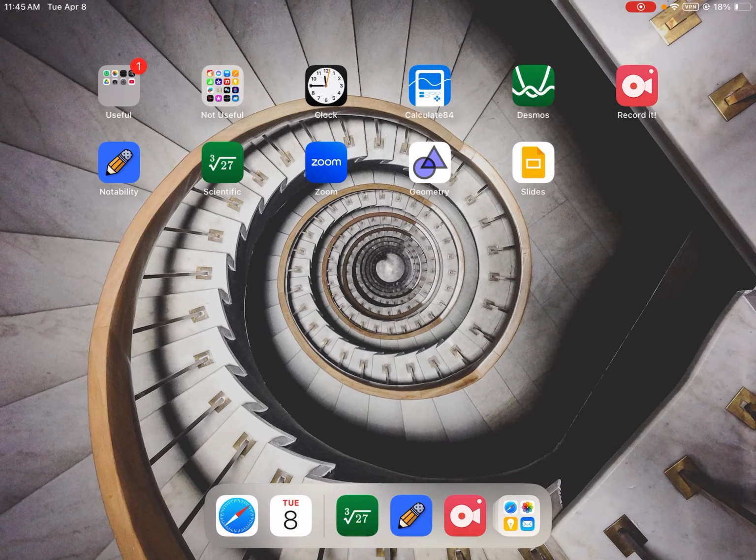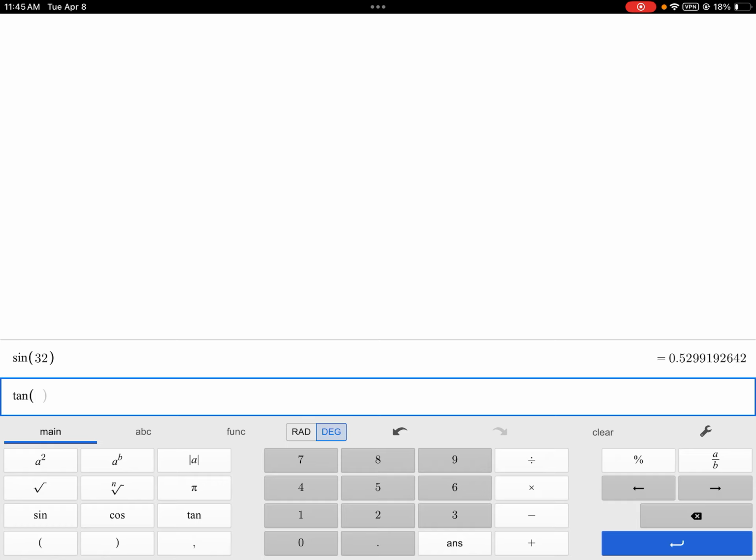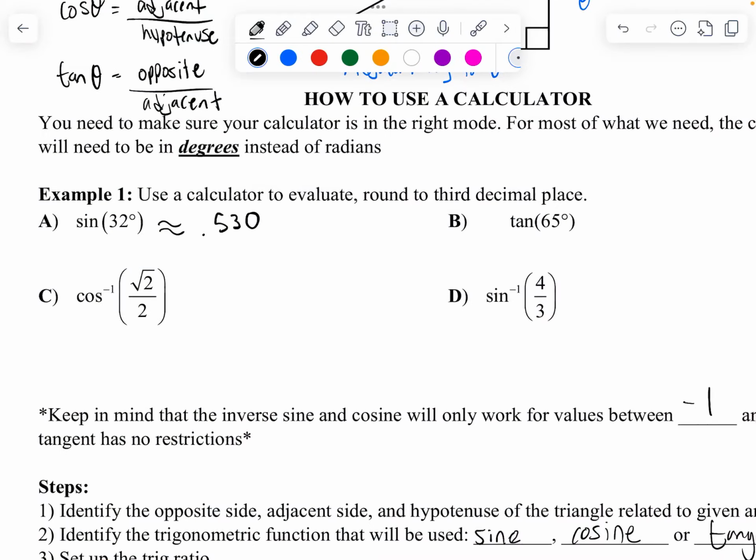Tangent of 65 degrees, same thing. We would say tangent button, 65, so 2.145 would be your answer. So approximately 2.145. Okay.